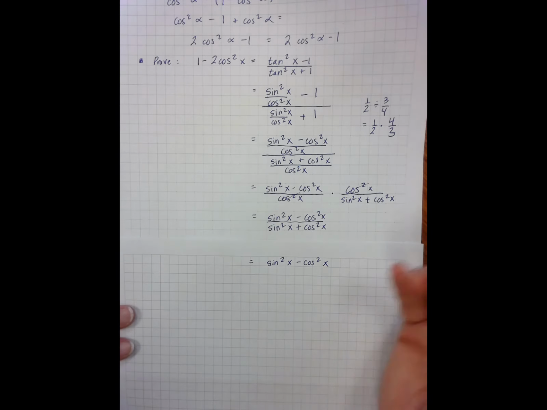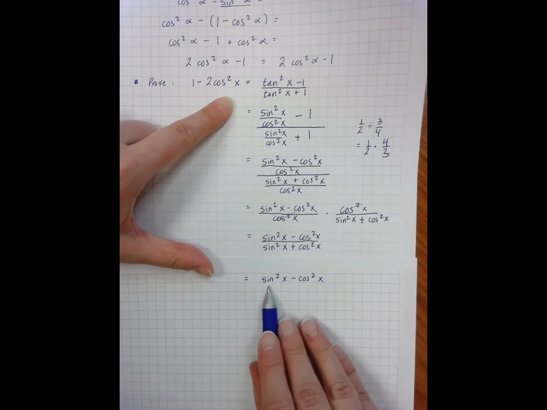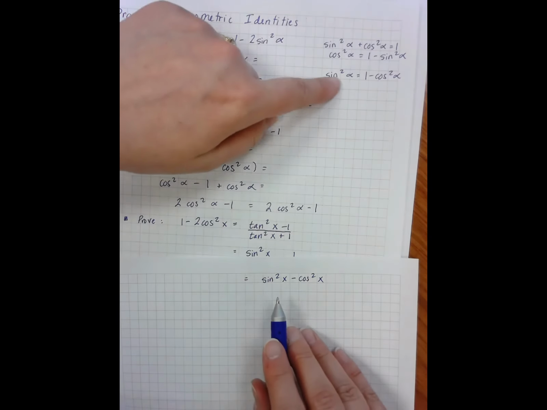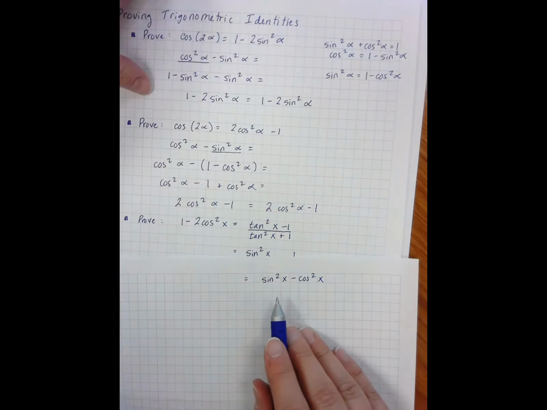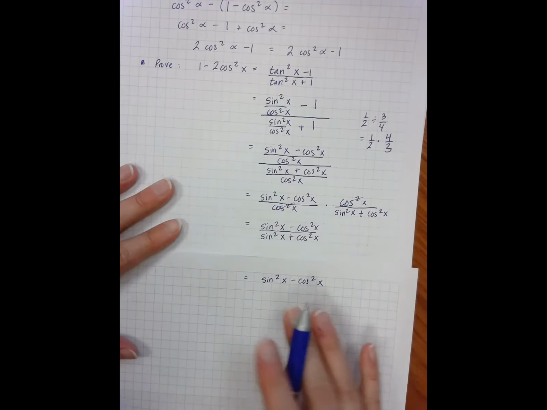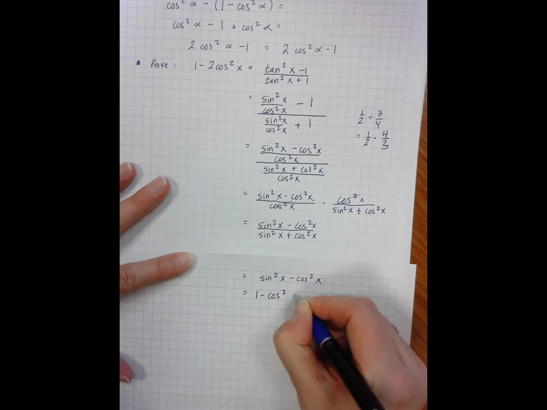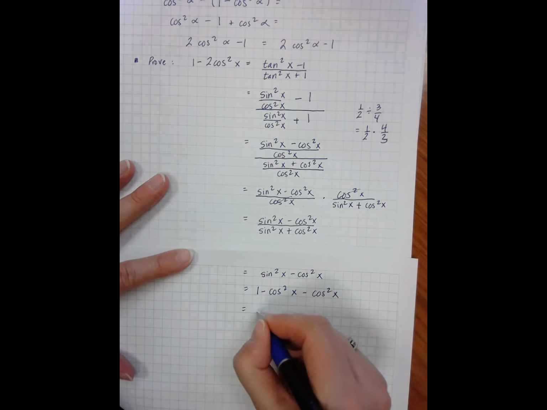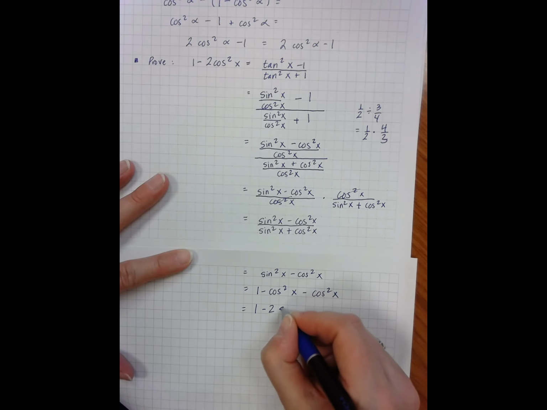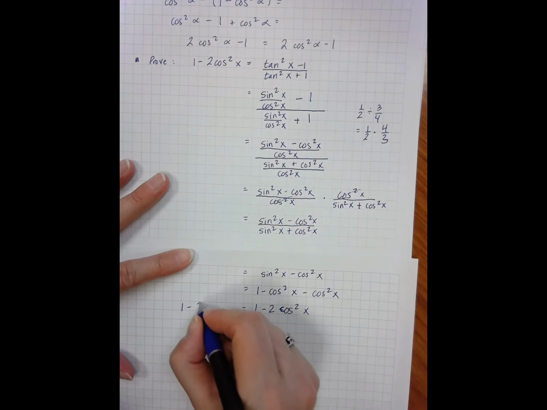Well, again, I want to get cosine squared, so it'd be great to get rid of the sine squared. And in our previous problem, we did that. We simplified sine squared to be 1 minus cosine squared. So I'm going to do that again. I'm going to replace my sine squared with 1 minus cosine squared. Still have my minus cosine squared. And then that gives me 1 minus 2 cosine squared x, which is exactly what I was trying to get.